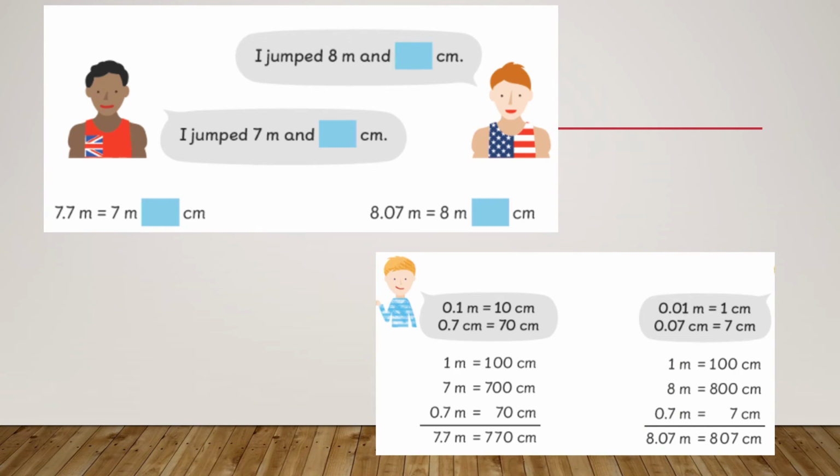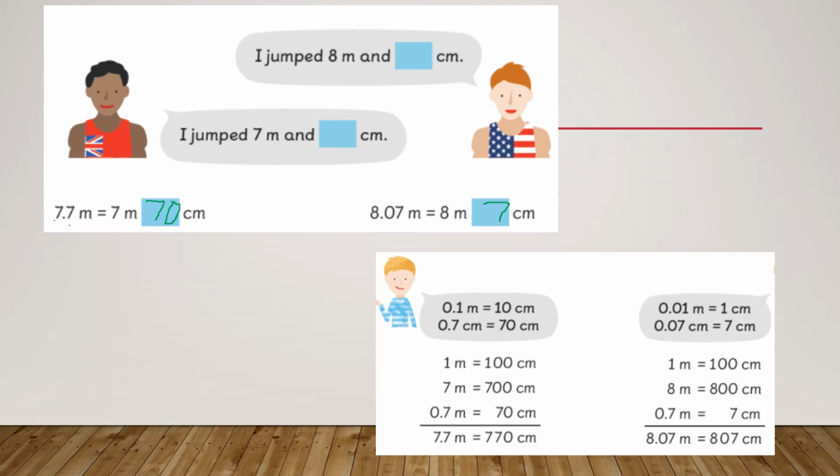So hopefully you will be able to work these ones out. It's 7.7, so it's 7/10 of a meter. So it's 7 meters and 70 centimeters. This one over here, 8.07, it's 7/100ths of a meter, so it's 7 centimeters. So it's 8 meters and 7 centimeters.